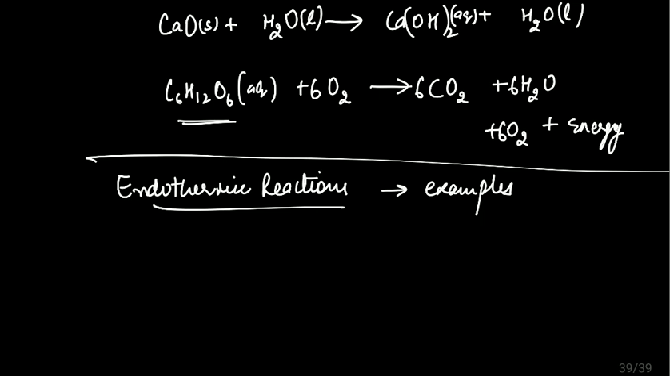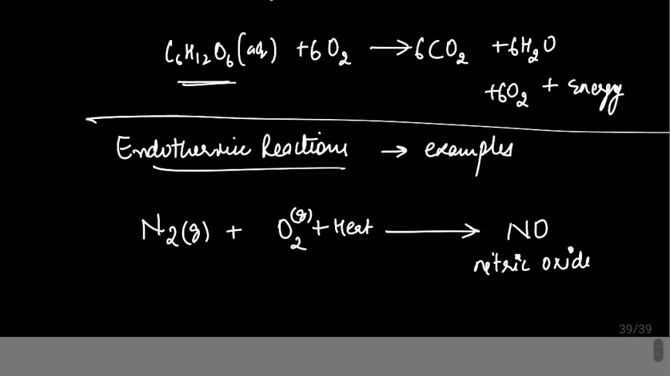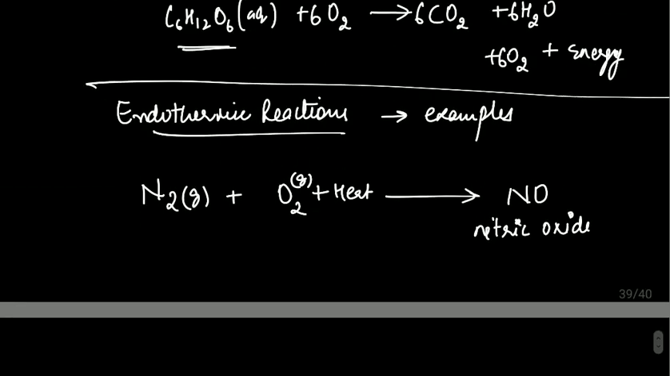Now, endothermic reactions, just like I said, most of the combustion reactions are exothermic. It's not always. We do have one exception, so I'll start with the exception only. This reaction, nitrogen reacting with oxygen, giving us nitric oxide. So I'm going to write plus heat. This is in the gaseous state. So both are gases. So this is our nitric oxide. So we say that this reaction is a combustion reaction. This is the only combustion reaction which is endothermic in nature.